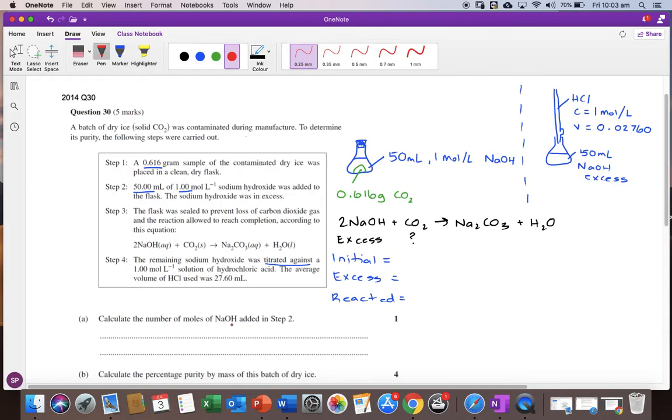Calculate the number of moles of NaOH added in step 2. So in step 2, I had 50 mils of 1 mole of sodium hydroxide. So they're stepping you through a little bit. They're getting you to calculate the initial concentration of NaOH that we had. So even though it's only a 1 mark question, you still need to be showing C equals n on V as your formula. Your concentration was 1. We're looking for the number of moles, and our volume was 50 millilitres. So our number of moles initially is 0.05 moles. And I'm going to write that up here.